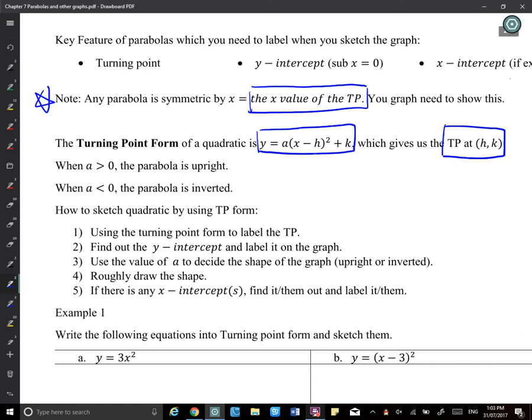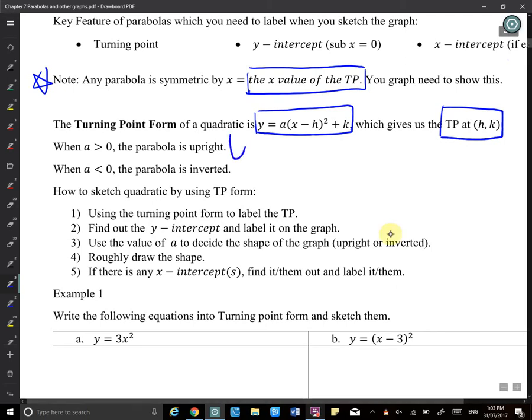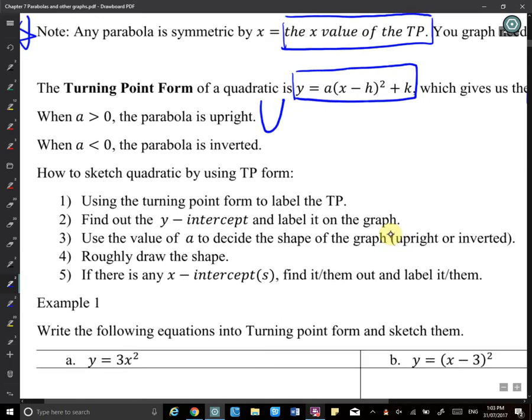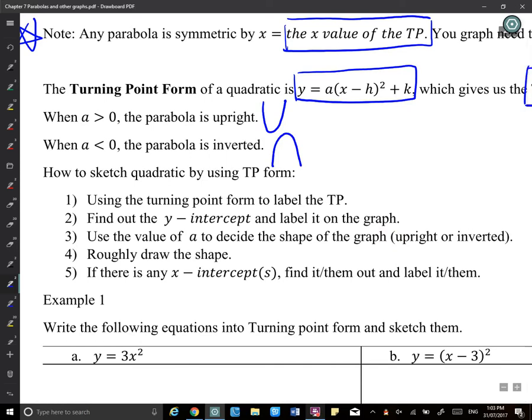And the next thing is to make sure of the shape of the graph, whether it's a smile face or a sad face. Look at the a value. If a is positive, then it's a smile face, like that. If a is less than 0, then it's a sad face, something like that. So you can know a rough shape of the graph.